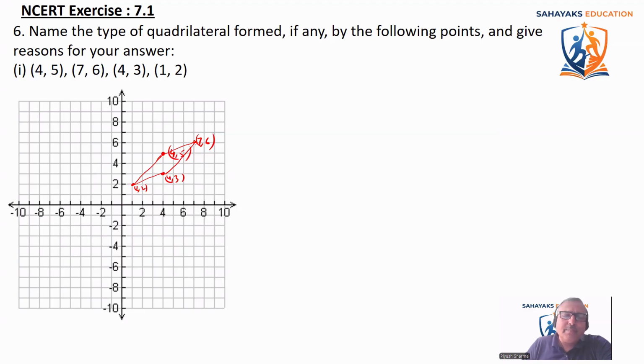As per me, it looks like a parallelogram. So how can we prove it? What are the properties of a parallelogram? The parallelogram properties are that opposite sides are equal. This is one thing if we find. If opposite sides are equal, it's a parallelogram, so we can say it is a parallelogram directly. Okay, let's find out.